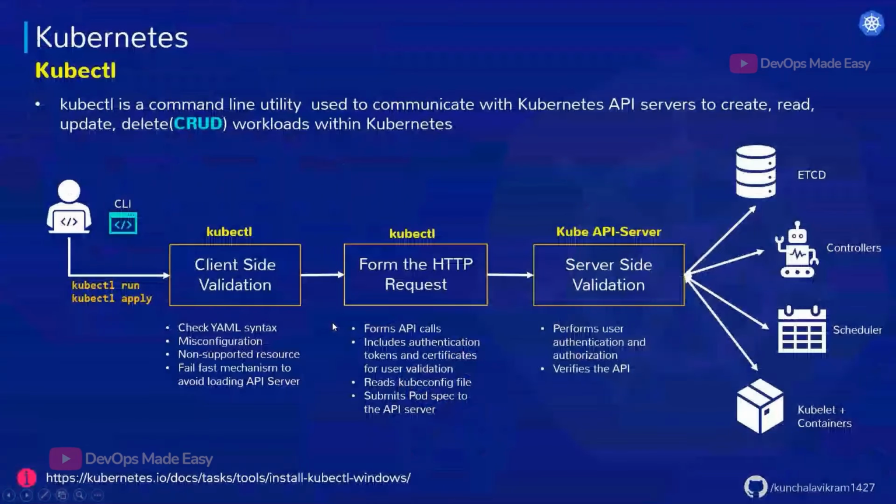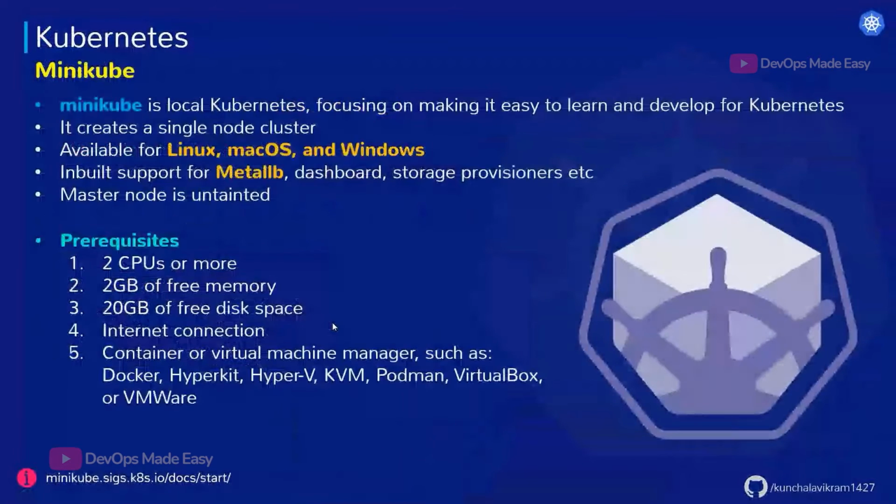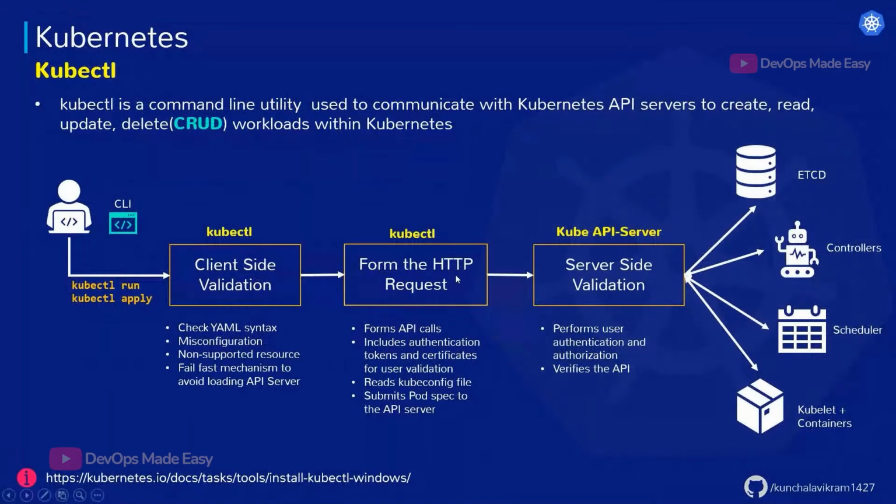Before understanding how Minikube works, let's understand what kubectl is. What exactly happens in kubectl? kubectl is the command line utility that we use to talk to the Kubernetes cluster. Basically, it directly talks to the Kubernetes API server. Whenever you issue commands like kubectl run, apply, or get, those commands will be converted into REST APIs that will be understood by your Kubernetes API server. But directly it will not be sent to the API server.